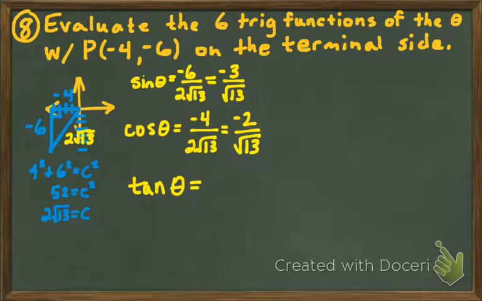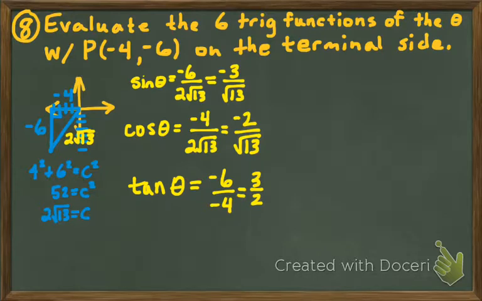and then the tangent, which is opposite over adjacent, and from the origin, the opposite side would be negative 6, the adjacent would be negative 4, and the negatives will cancel and give me 3 over 2 to make tangent positive as it should be, and it should be the only one of the 3 that's positive in that quadrant.